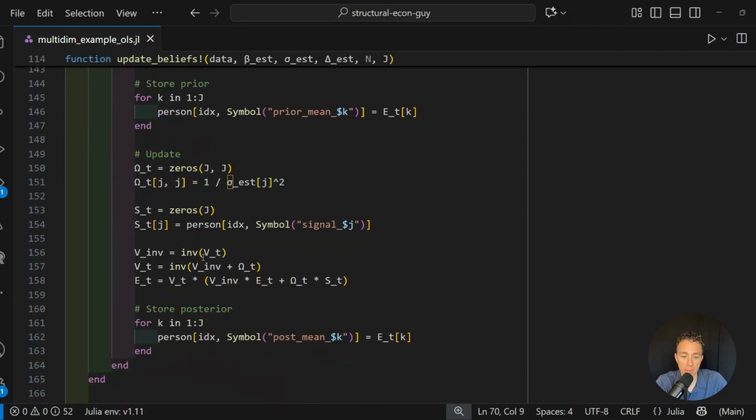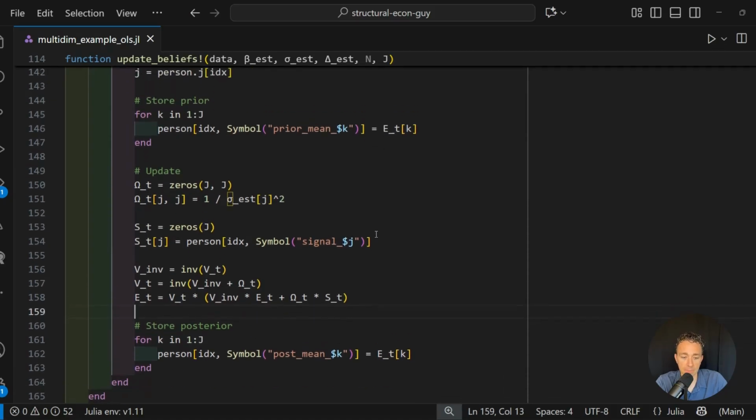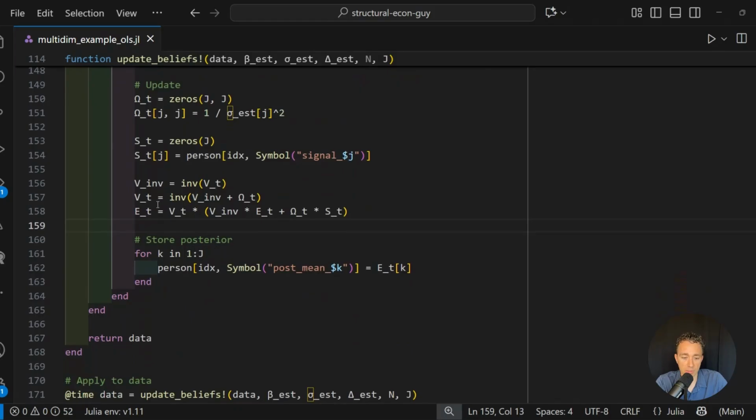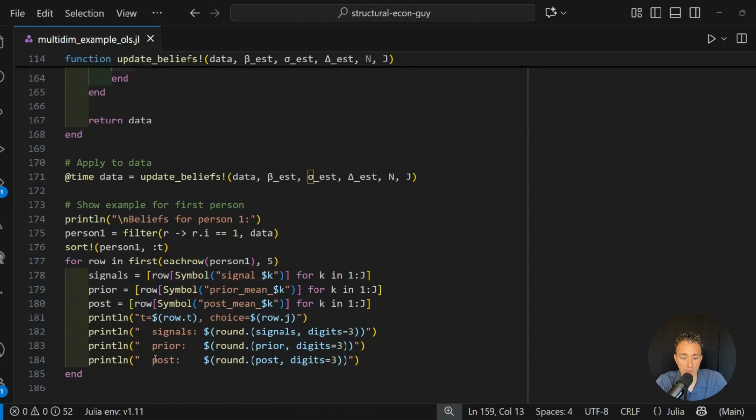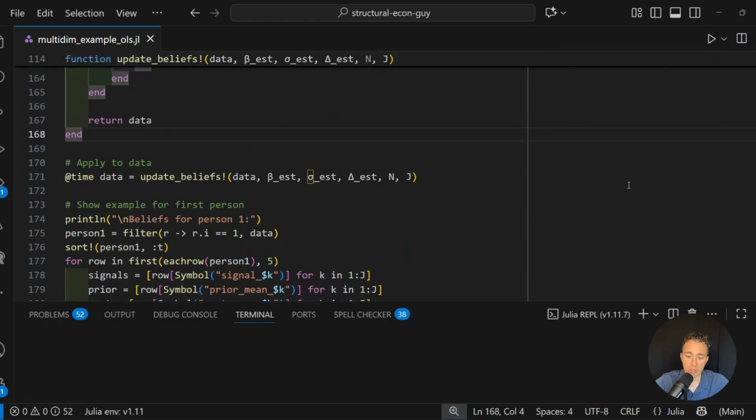So hopefully you'll see some of this here where I've got the inverse of the inverted variance plus omega, and I've got the variance times the inverted variance times the prior plus the omega times the signal. So these are exactly the formulas we had on those slides a couple videos ago. And I didn't go through to actually store the posterior variance, but that's what that's doing. And then I'm printing out how the beliefs get updated for one person in the data. So that is how that works, and then we can run this in our Julia terminal.